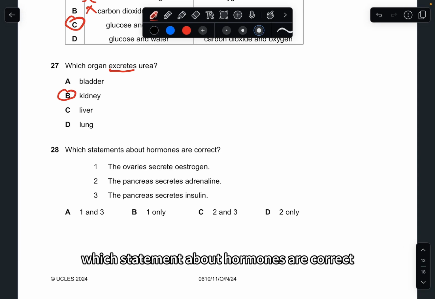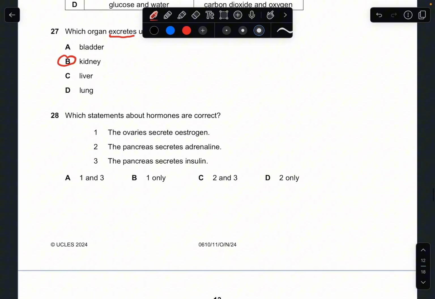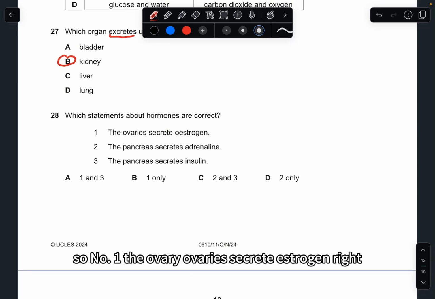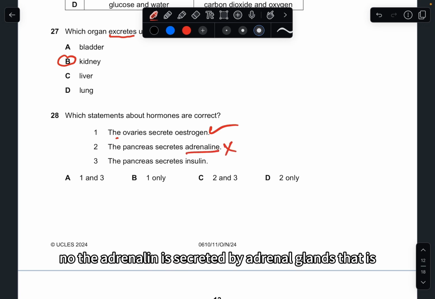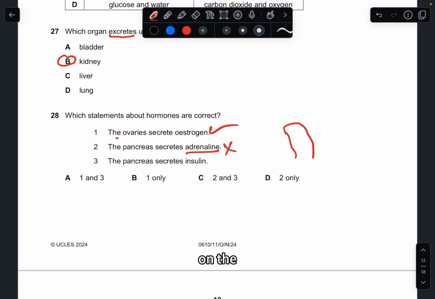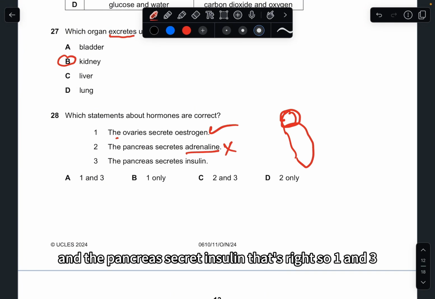Question number 28. Which statements about hormones are correct? So number 1, the ovaries secrete estrogen, right? The pancreas secretes adrenaline. No, adrenaline is secreted by the adrenal glands, which are on top of the kidney. They produce adrenaline, and the pancreas secretes insulin. That's right. So 1 and 3.